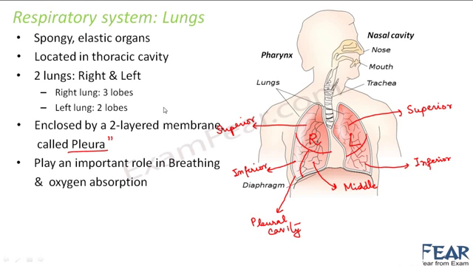Lungs play an important role in breathing and oxygen absorption. Since the lungs are the organs which actually absorb the oxygen which we breathe in, they are elastic. When we breathe in, the extra air we take inside our body needs some extra space as well. So the lungs can expand at that time and fill in the air inside them. We will look into the next slides at how exactly the lungs help in oxygen absorption.